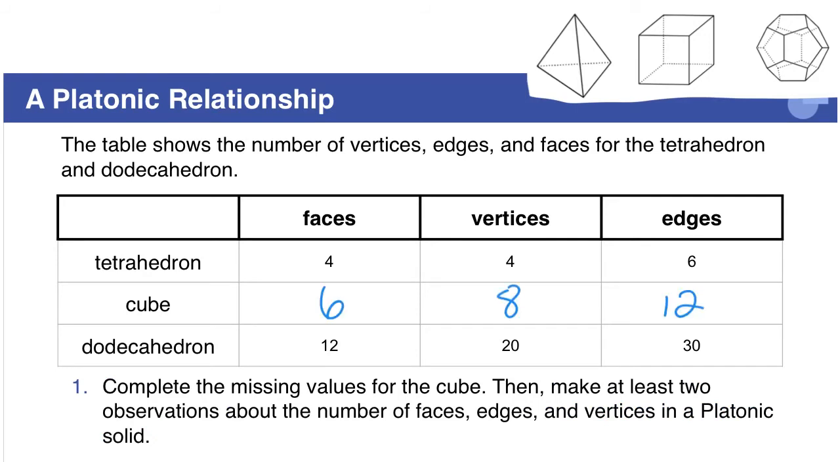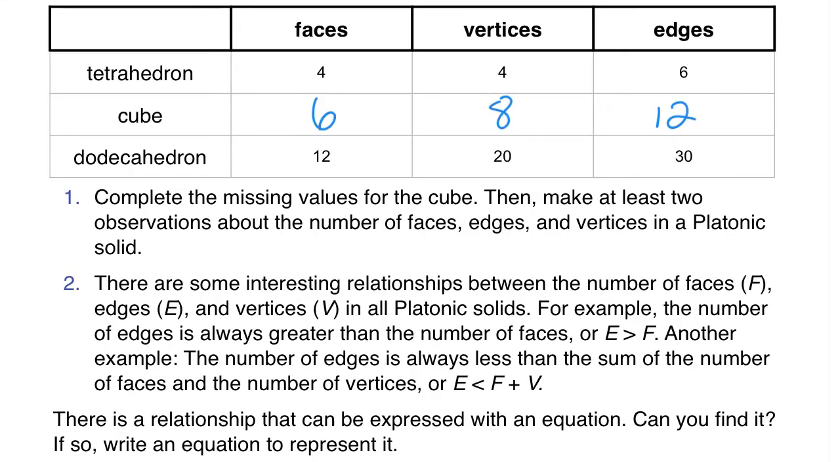In this unit, we will constantly be looking for patterns. So in number 1, when you're looking at your two observations, you're looking for any patterns you see between the number of faces, vertices, and edges. For example, one pattern would be that there's always more edges than there are vertices and faces individually. Another pattern might be that if you add together the number of faces and vertices, it's always more than the number of edges. In number 2 here, they're putting some algebraic notation to those patterns that we just noticed.